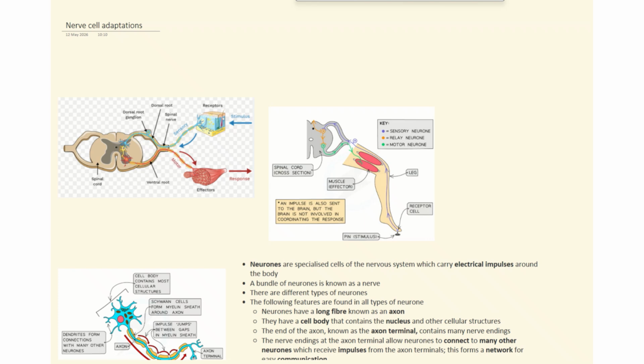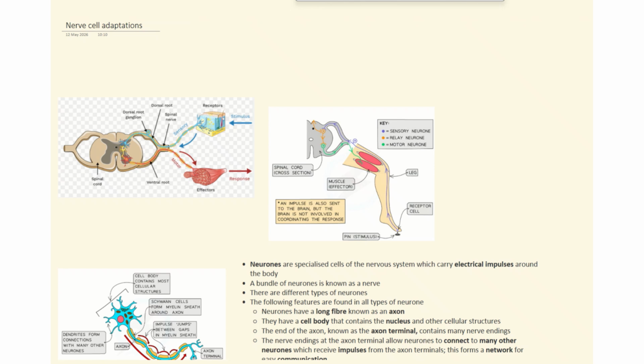Let's learn about how nerve cells are adapted to do their job. Now, we know about the basic structure of nerve cells, and we know that in a nervous impulse, we have sensory, relay, and motor neurons. We're going to learn about how these neurons are similar and different to each other.